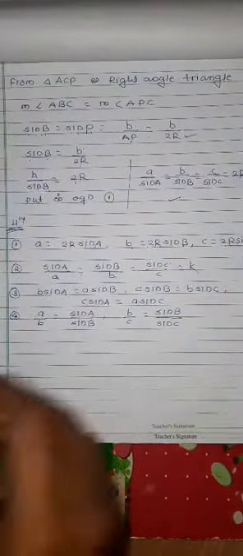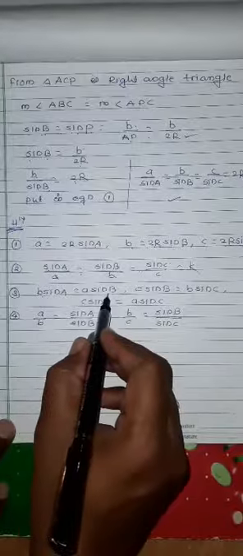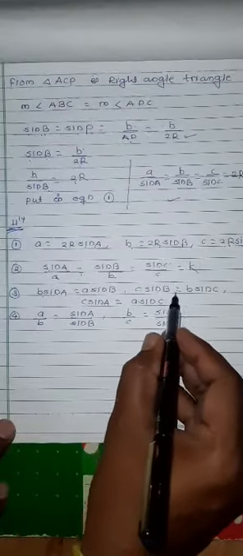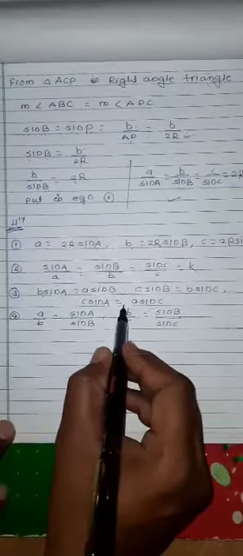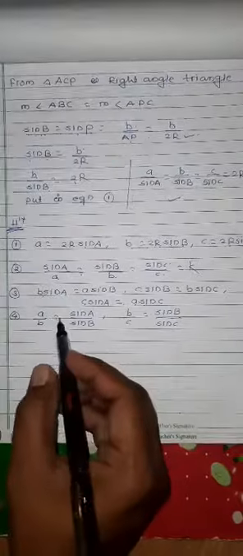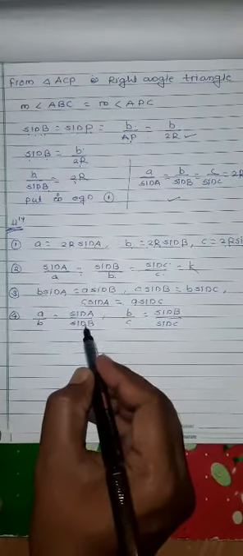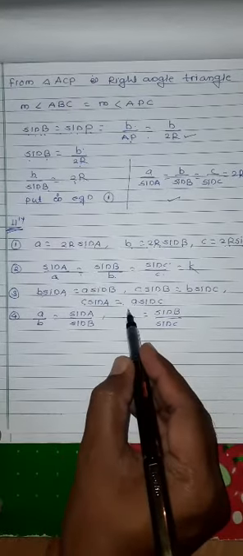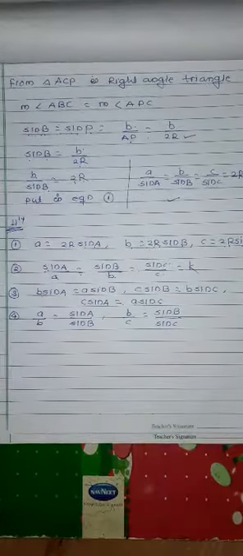After that, b sine of A is equal to a sine of B, c sine of B is equal to b sine of C, and c sine of capital A is equal to small a sine of C. Now the ratio of small a upon b is equal to sine of capital A upon sine of B, and b upon c is equal to sine of B upon sine of C.